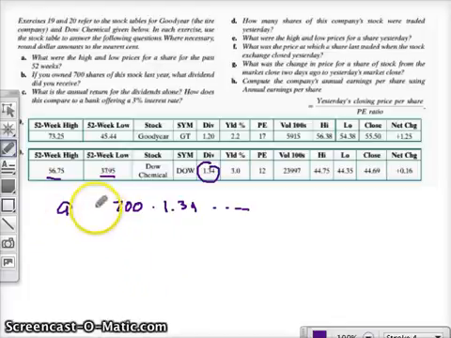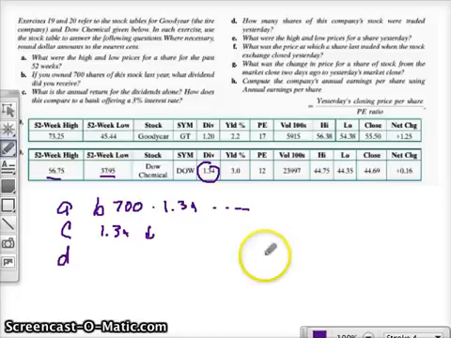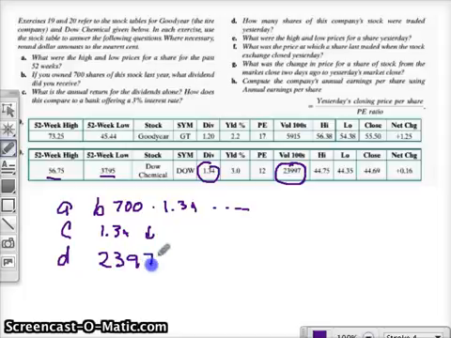So that was B. Okay, C, what is the annual return for the dividends alone? I'm just going to say 1.34. How does this compare to a bank offering 3%? It is lower. D, how many shares of this company's stock were traded yesterday? All right, traded yesterday. That's this over here. Remember, it's 99700. That's a lot of shares, y'all.